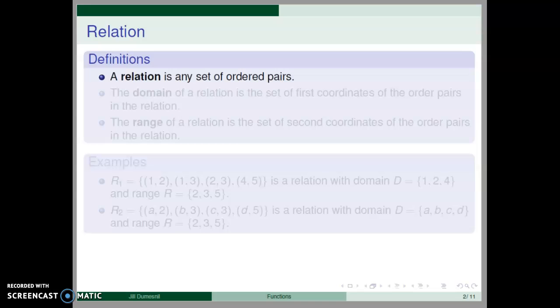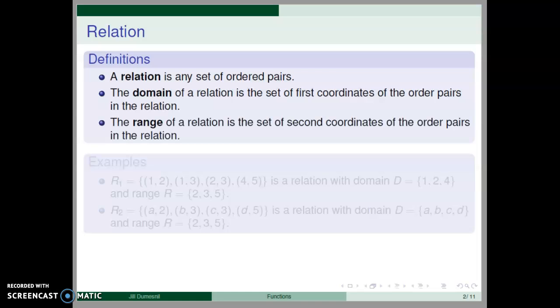A relation is any set of ordered pairs. The domain of a relation is the set of first coordinates of the ordered pairs in the relation. The range of a relation is the set of second coordinates of the ordered pairs in the relation. Let's look at two preliminary examples.